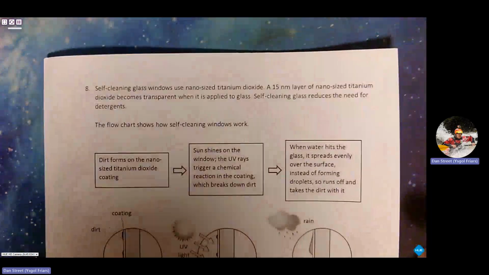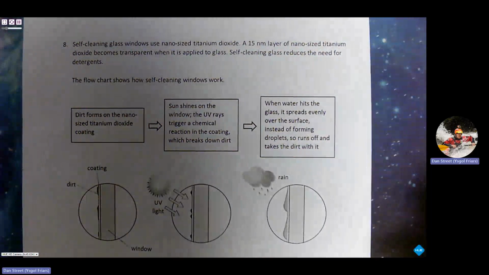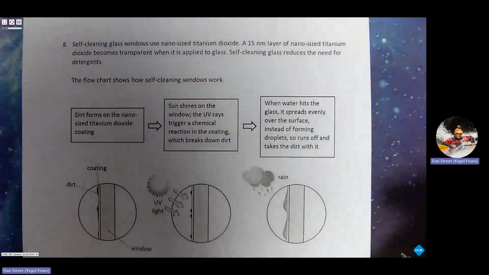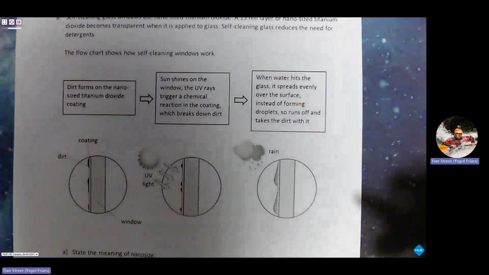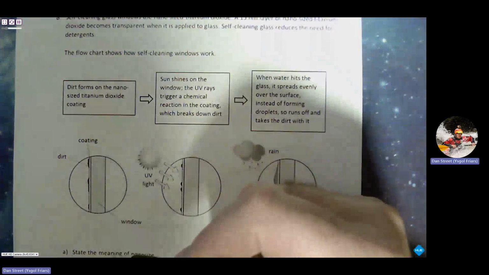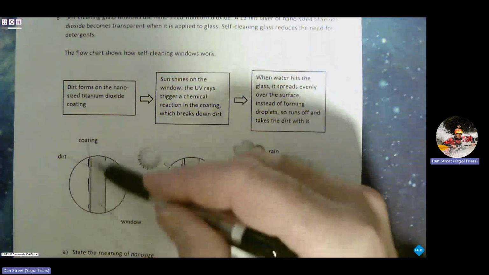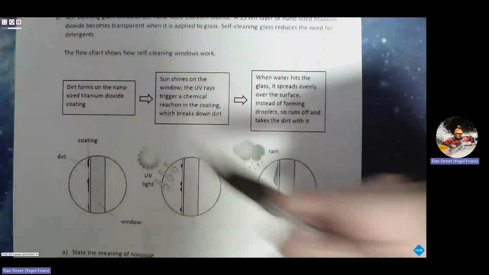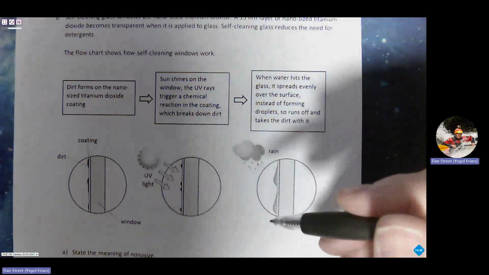Right, final question. Self-cleaning glass windows use a nano-sized titanium dioxide. A 15 nanometer layer of nano-sized titanium dioxide becomes transparent when it's applied to glass. Self-cleaning glass reduces the need for detergents. The flow chart shows how self-cleaning glass works. It tells us that dirt forms on the nano-sized titanium dioxide coating, which is the thin white layer. Sun shines on the window. The UV rays trigger a chemical reaction in the coating, which breaks down the dirt.